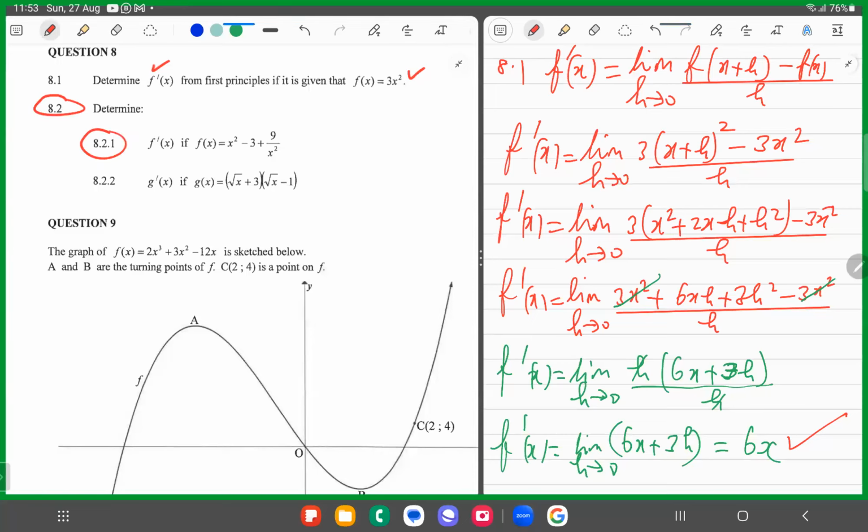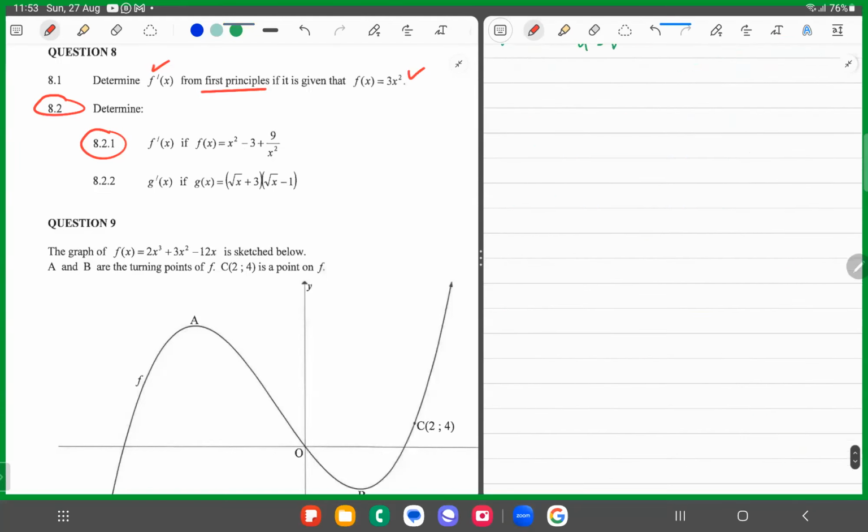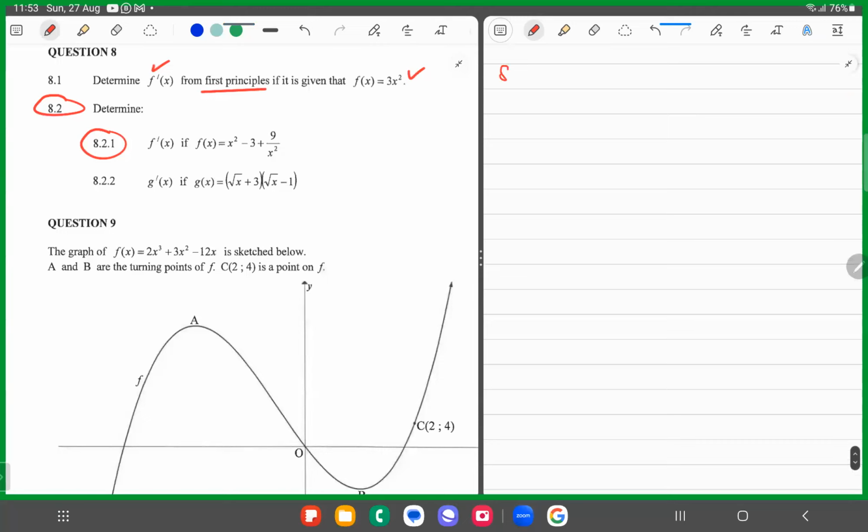8.1.2. Okay, now we need to find just the derivatives f prime of x. This one was from first principles. So now we're going to look at 8.2 with a specific focus on 8.2.1. Plus 9 over x squared.